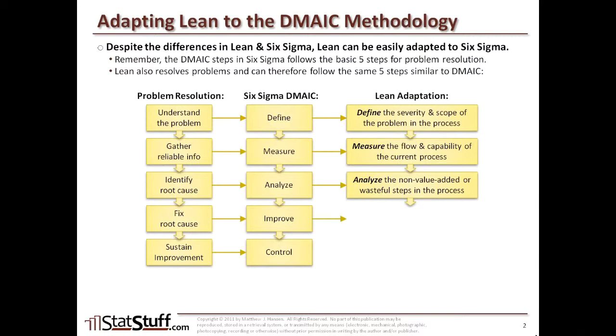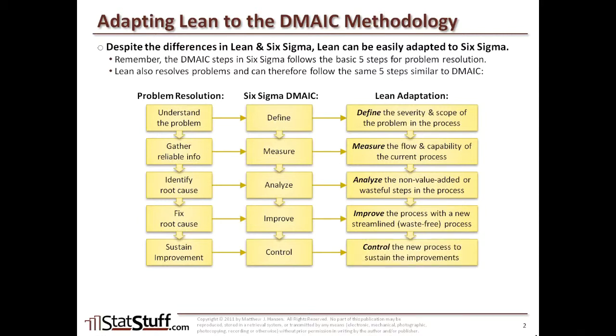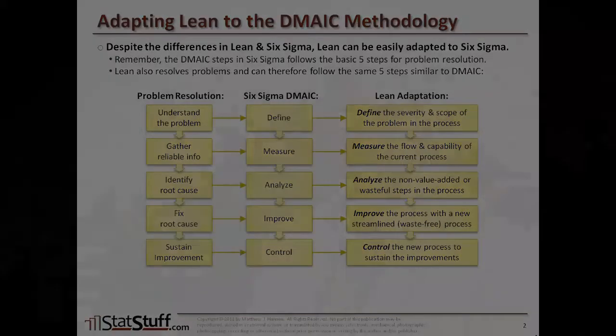And then next, for the improve phase, when we want to fix the root cause, that's where we might want to improve the process with a new streamlined process, the to-be process that hopefully is waste-free. It doesn't include those non-value added steps. And then finally, once we've got that improved process, again, just like with the control phase, when we want to sustain the improvement, we want to control the new process to make sure the improvements we put in place as we design that new process will be sustained.